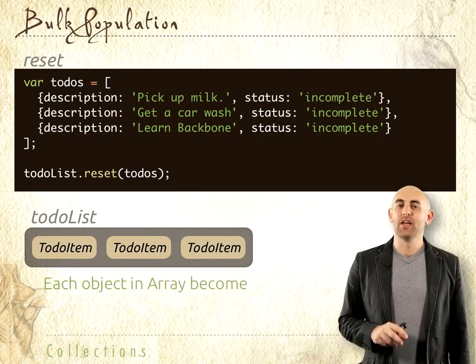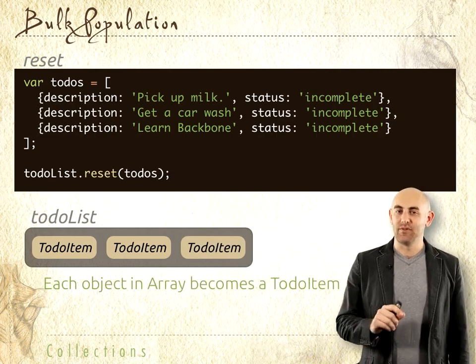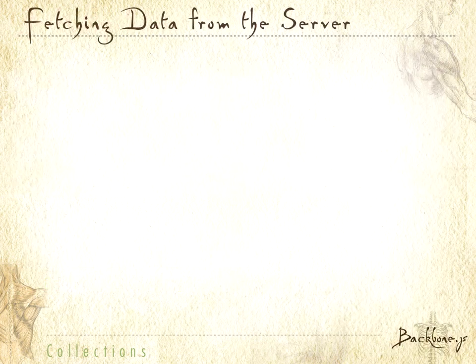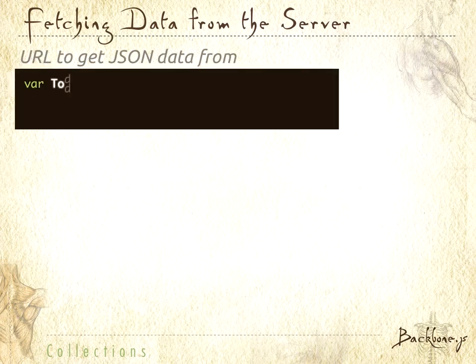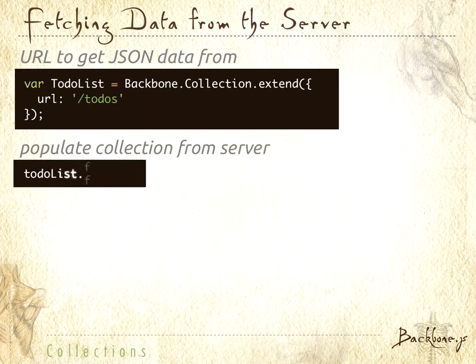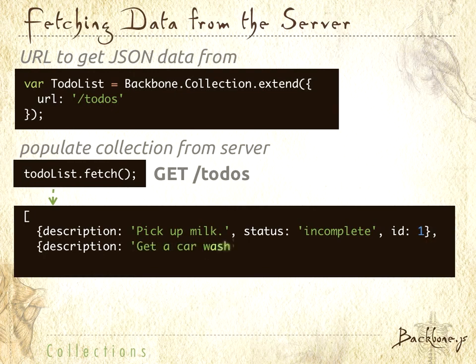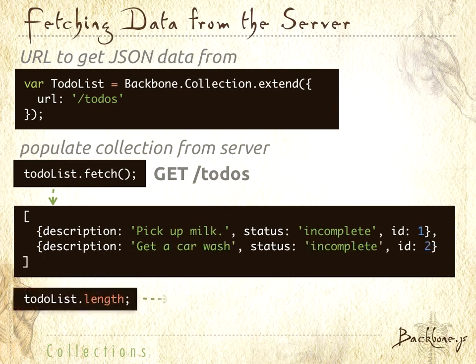But how do we populate our to-do list collection with data from the server? First thing, let's go back to our to-do list collection class and specify a URL. Now when we call the fetch function from the to-do list collection, Backbone will go ahead and make a GET to the to-dos URL and populate our collection with data from the server. And now our to-do list has 2 items in it.